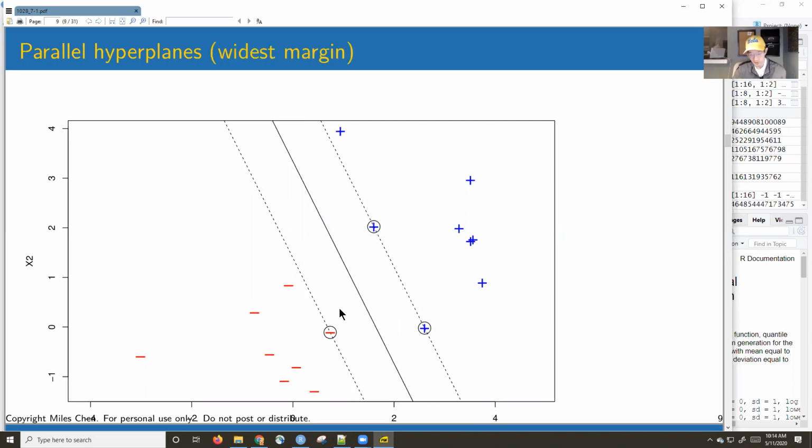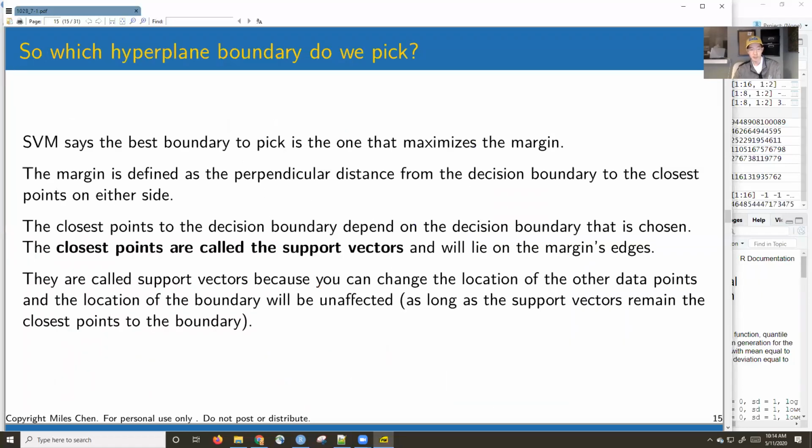So this is it. Those are the support vectors, and as long as you're not getting data points that are closer to the boundary than the support vectors, the boundary is not going to change. So it really only depends on those 3 data points.